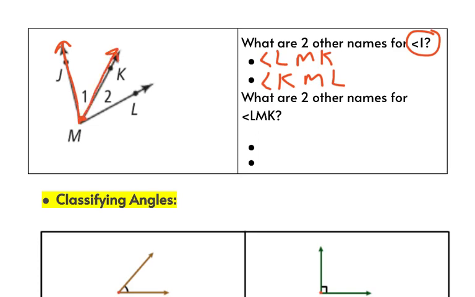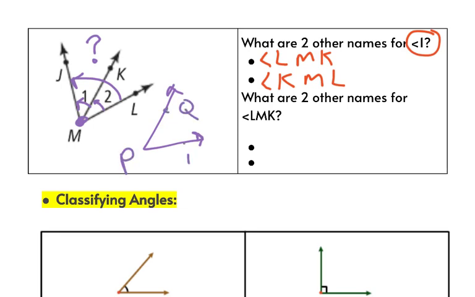I cannot call this one angle M, because if I were to ask somebody to come up here and measure angle M, they wouldn't know. M is the vertex of three angles actually. It's the vertex of angle 1, the vertex of angle 2, and the vertex of this big one. So we would have some further questions. It's only when there's no other angle there that we can call this angle P, because it's very clear if I say measure angle P, you know exactly to measure that one.